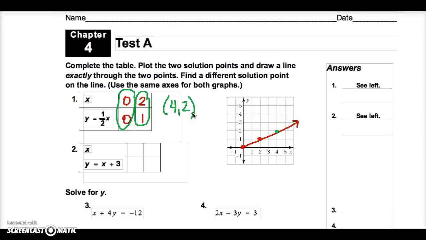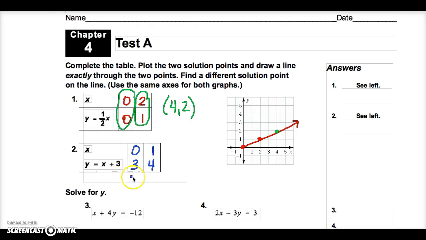Now we're going to fill in the table for number 2, and when we graph that, we'll put it on the same graph here. So again, you can pick whatever numbers you want for x. I will do 0. This time I'll do 1. And then plug them into your equation. y equals x plus 3. Well, 0 plus 3 is 3. And 1 plus 3 is 4.